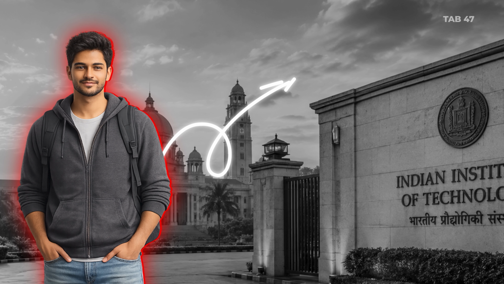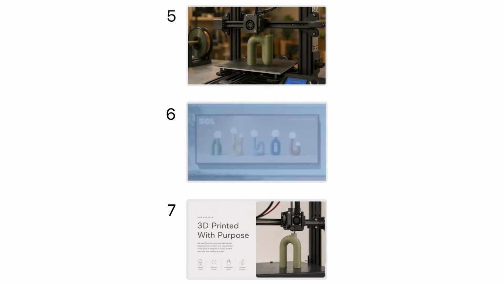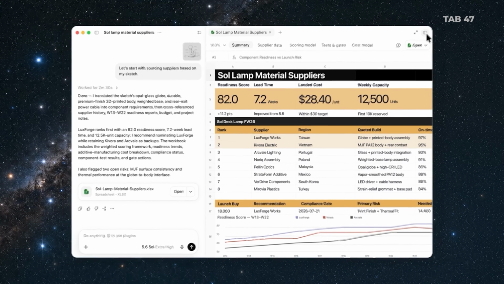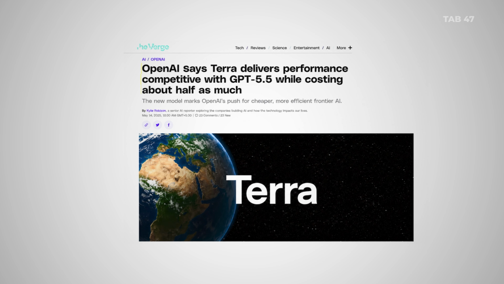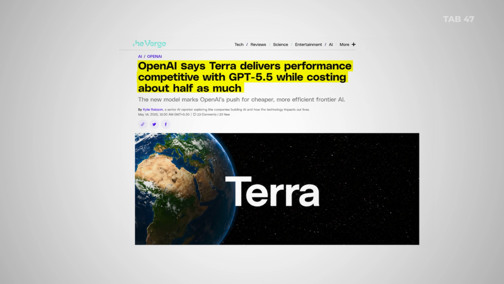Imagine you're a college student. You need help with assignments, you summarize lecture notes, create PowerPoint presentations, write reports, research topics, prepare for interviews. Would Sol do all of that? Absolutely. But do you actually need OpenAI's most advanced reasoning model just to summarize a PDF or prepare tomorrow's presentation? Probably not. That's where Terra shines. It delivers a very high level of capability while being designed to be more efficient for day-to-day work. In fact, OpenAI says Terra delivers performance competitive with GPT 5.5 while costing about half as much.